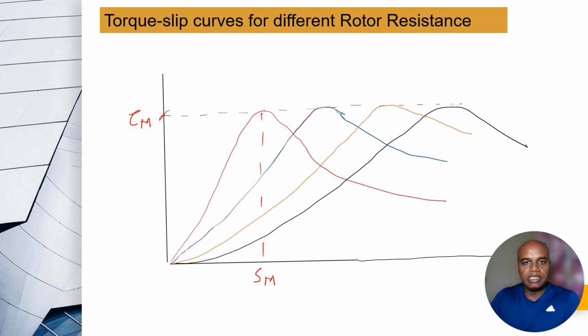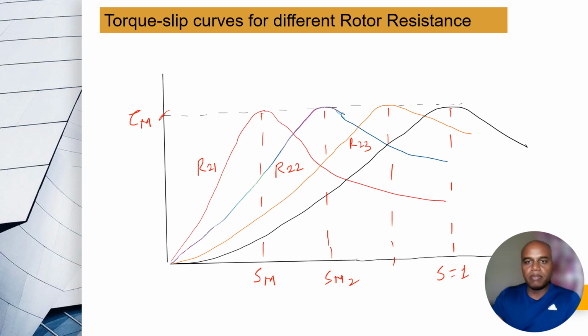So the first curve, let's say this is my R21, and the second curve where I'm getting the maximum torque at a different slip value, let's say for this the rotor resistance was R22. Similarly, the third curve where I'm getting the maximum torque at a further different condition, let's say this is R23, and the fourth curve where I'm getting the maximum torque when my slip is equal to 1. So this is the condition where I'm getting the maximum torque in the starting.